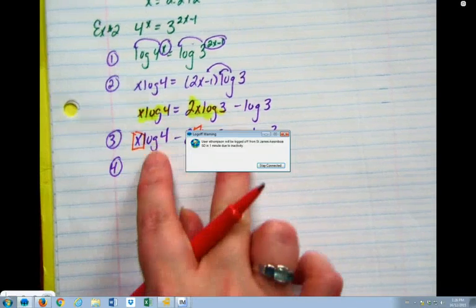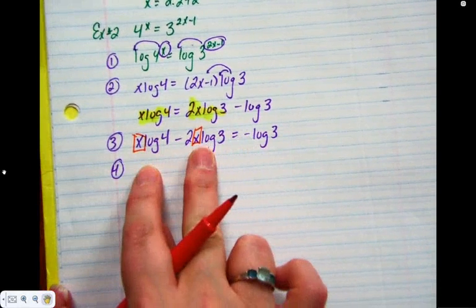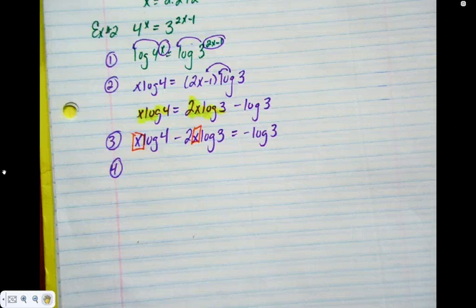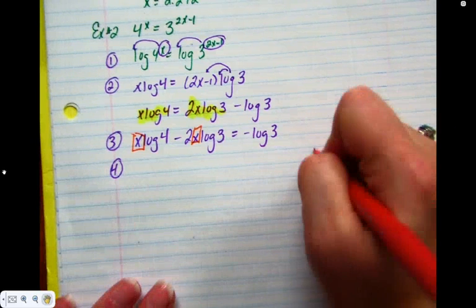So if you have 2 terms and they have something in common, what's the only way to get that common? We're going to put that in big letters.